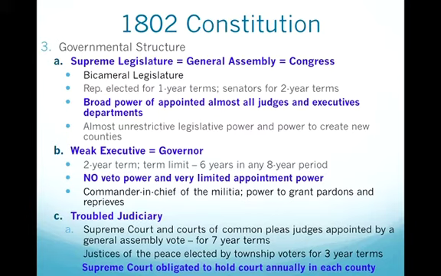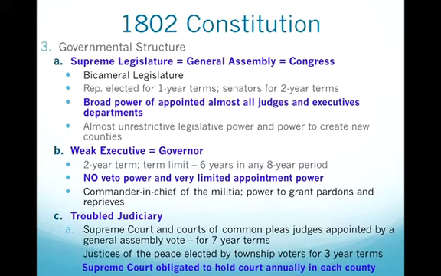Representatives had 1-year terms, senators 2-year terms. You had broad power of appointment, almost all judges in executive departments. So the Congress would actually appoint people who would be in the judicial and executive branches. Almost unrestricted legislative power and power to create new counties. So the legislature by far is the most powerful branch out of the 3 at the beginning.